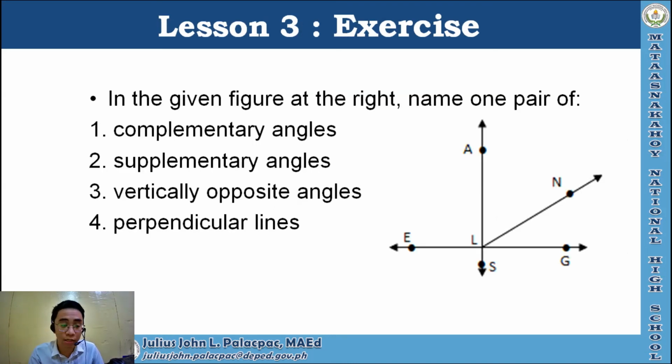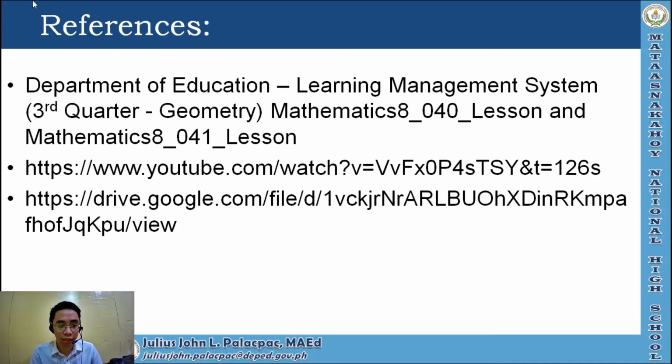So, may isa pa tayong exercise. In the given figure at the right, name one pair of complementary angles. So, pwedeng angle ASN, angle NLG. Supplementary angles. So, angle ELN at angle NLG. Vertical opposite angles. So, angle ELA, angle SLG. Perpendicular lines, line EG, line AS. Diba? So, ito yung ating references.